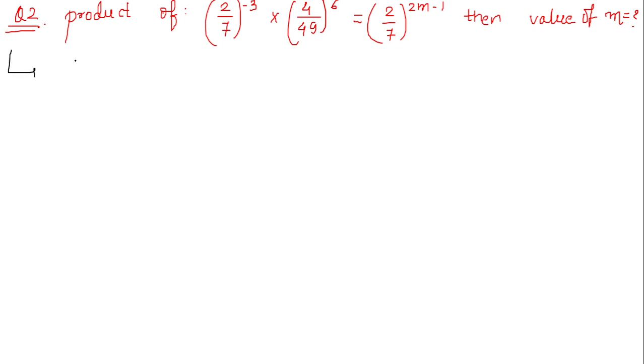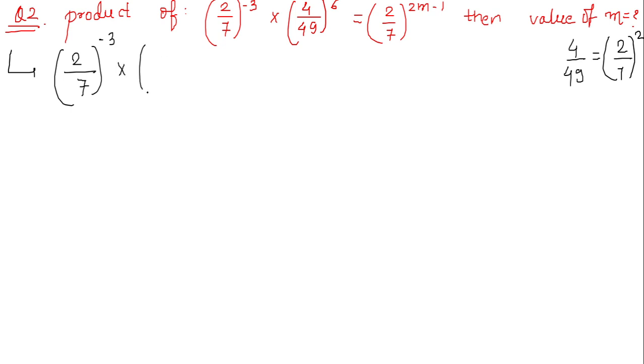So look here what I'll do. (2/7) as it is raised to minus 3. Can I write 4/49 as 2 square by 7 square, that is (2/7) whole square? Simply I'll write this as it is, (2/7) square and raised to 6 as it is, equal to (2/7) raised to 2m minus 1.